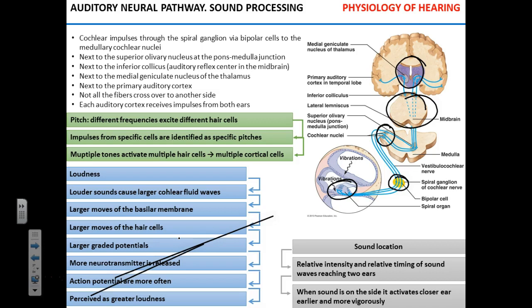Look at this. You have, so that's one ear, okay? Bipolar cells enter the cochlear nucleus, then through the medulla and midbrain, some of the fibers go to the other side, some of the fibers remain on the same side. Does it make sense? So it means that each hemisphere receives the auditory inputs from both ears.